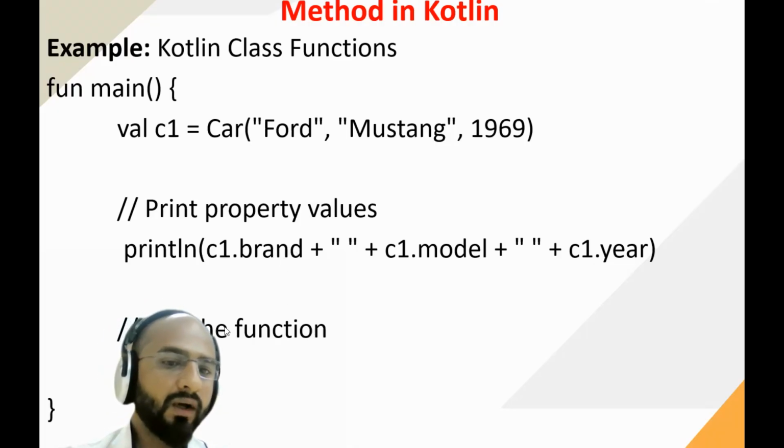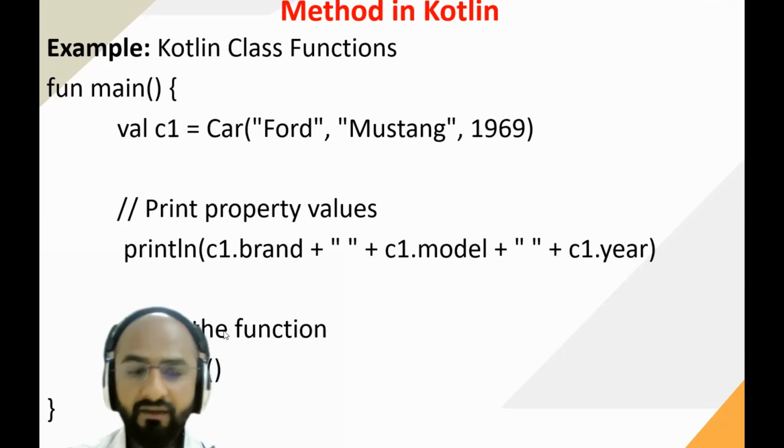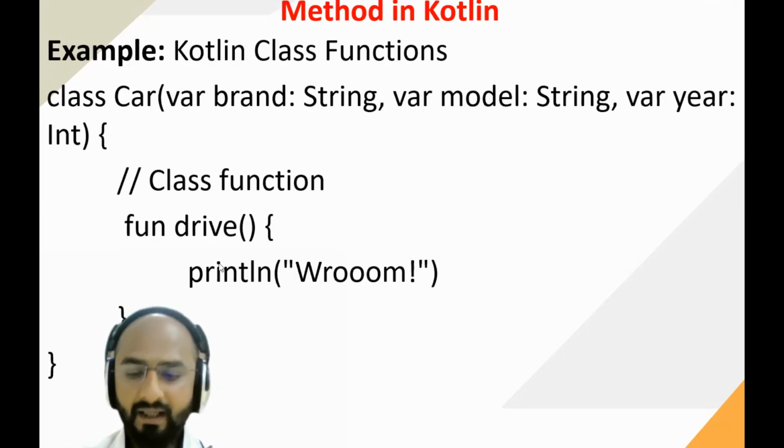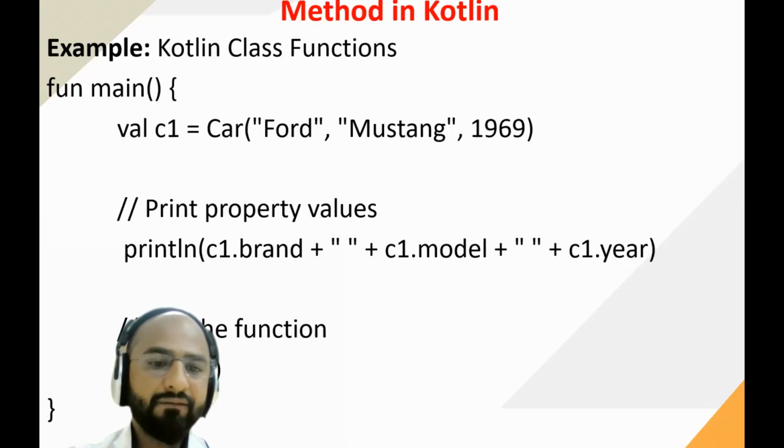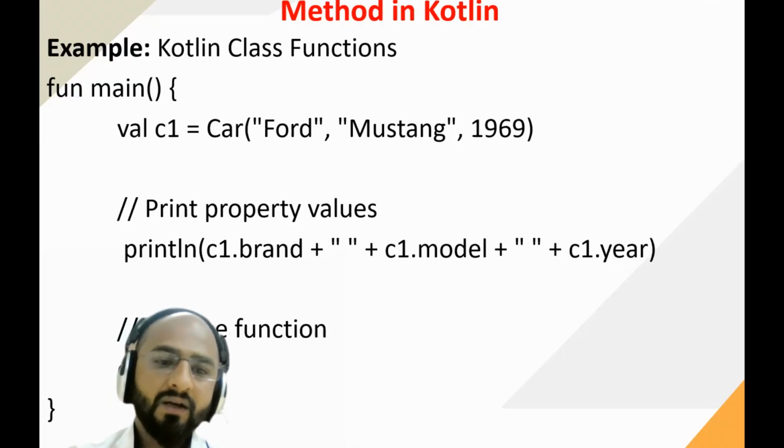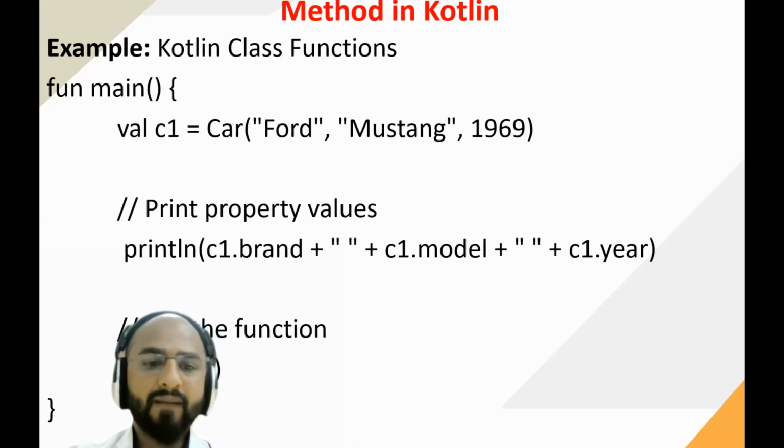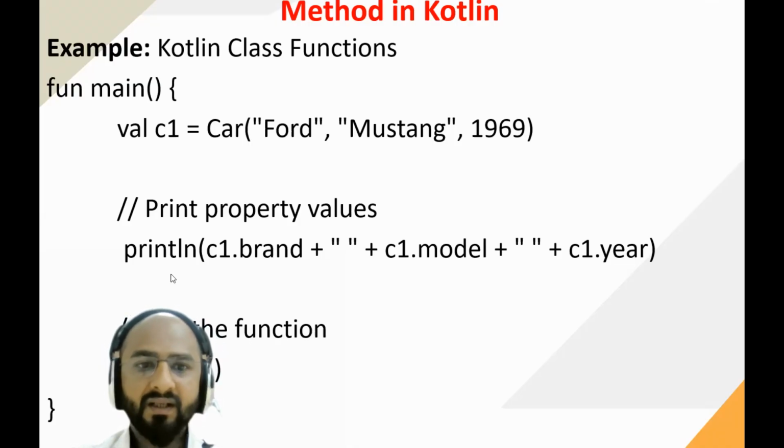Now it's about calling a function, the one we have created in the class Car. By using that object, c1 is our object, you can call a method. Say for example, c1.drive. So dot is used to call a method by using that object. I hope you are getting this example properly.